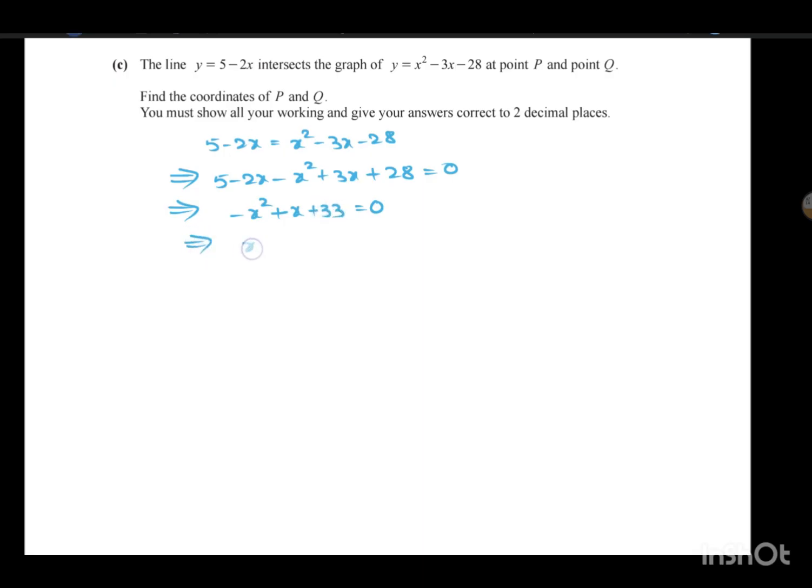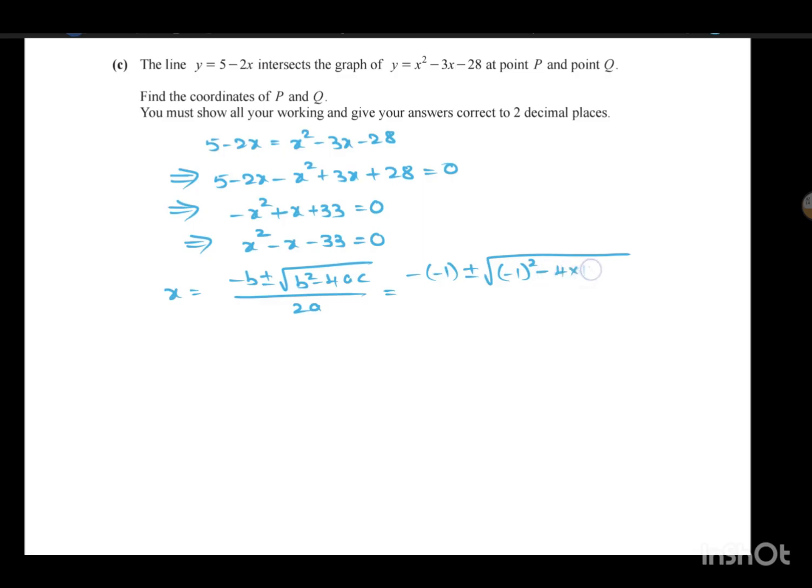Now, because the first term has a negative sign, you can change it into positive by multiplying with a negative sign. You get all the negative terms as positive, the first term. Using the quadratic formula, x is equal to minus b plus or minus square root of b square minus 4ac by 2a. Here b is minus 1, so minus of minus 1 plus or minus square root of b square, minus 1 whole square, minus 4ac, 4 into 1 into minus 33, by 2 into 1.